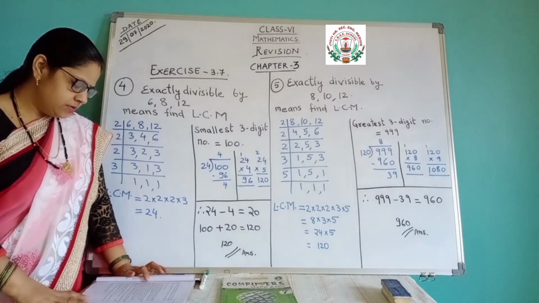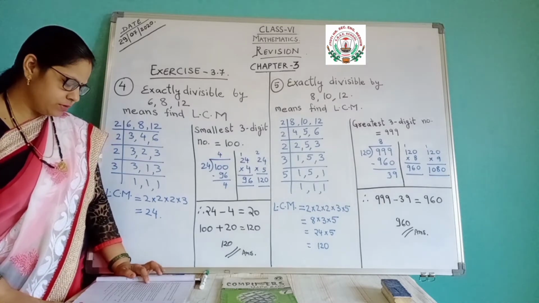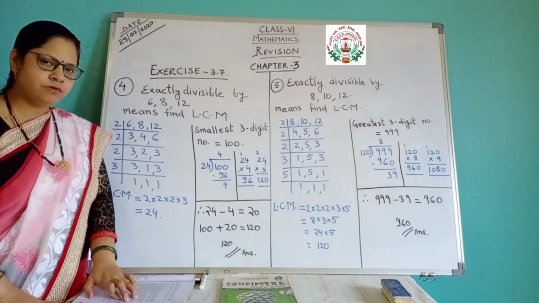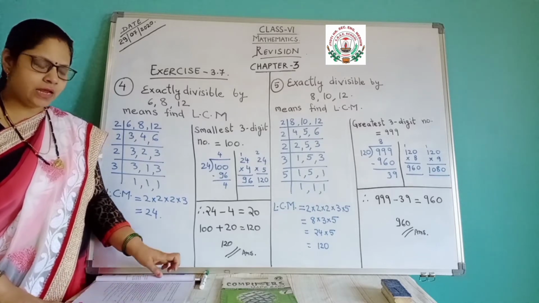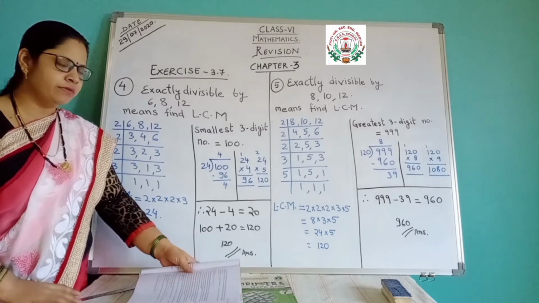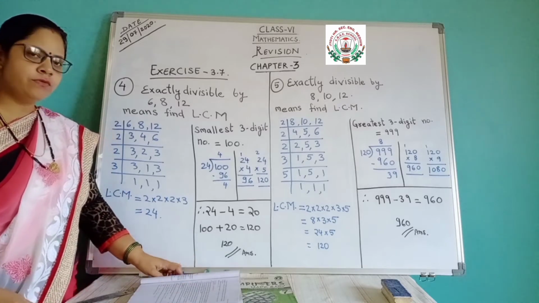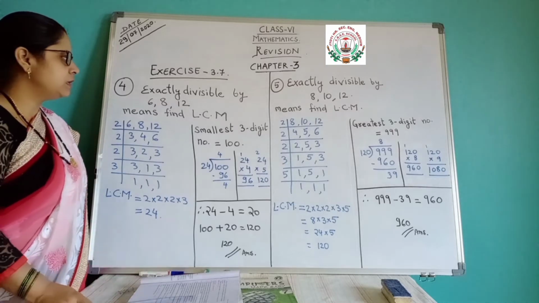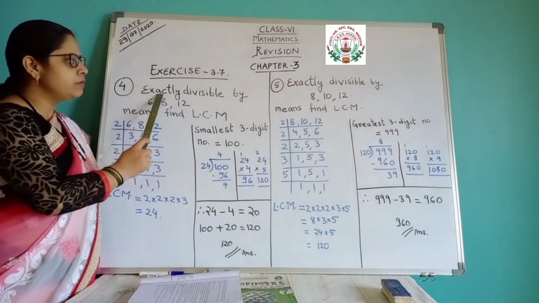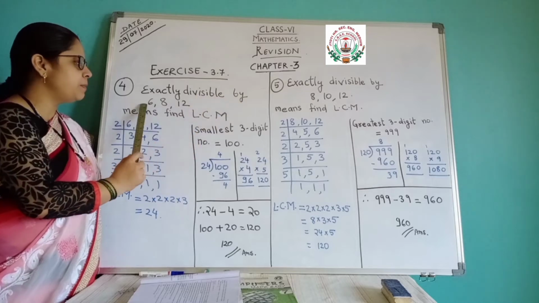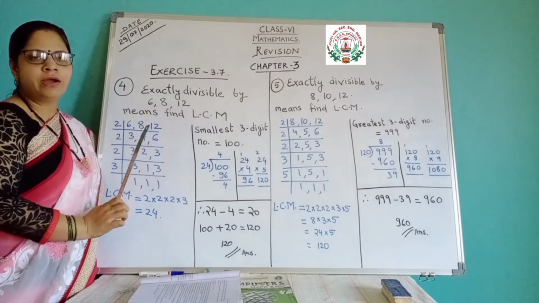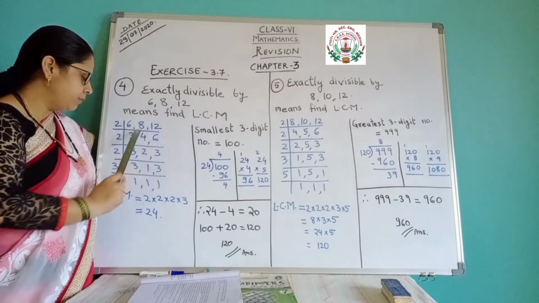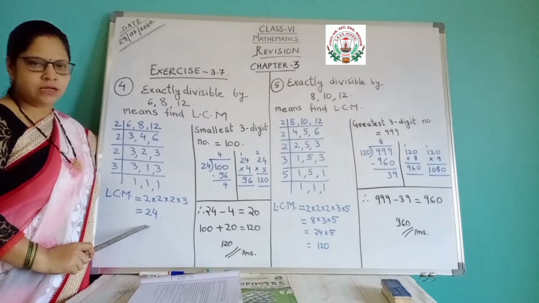Now coming to question number 4: determine the smallest 3-digit number which is exactly divisible by 6, 8 and 12. Exactly divisible means first we have to find the number which is exactly divisible by the numbers given. So to find the number exactly divisible by 6, 8 and 12, we have to find the LCM. We found the LCM here.